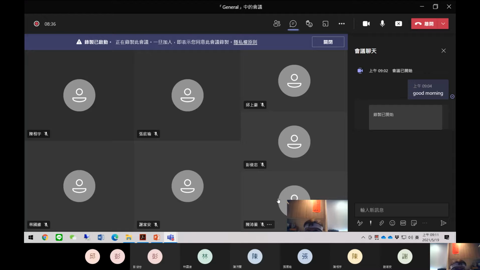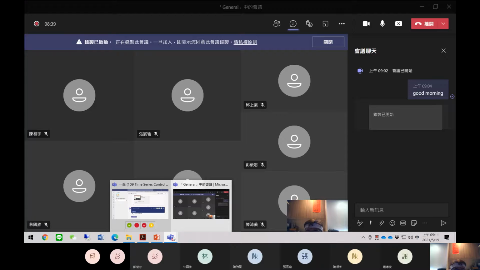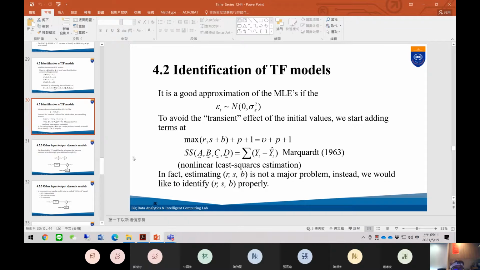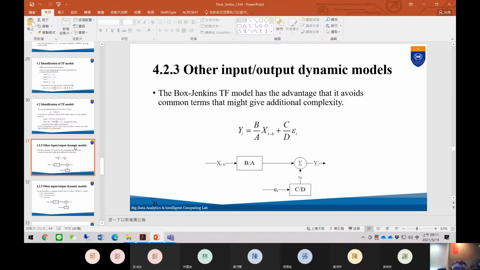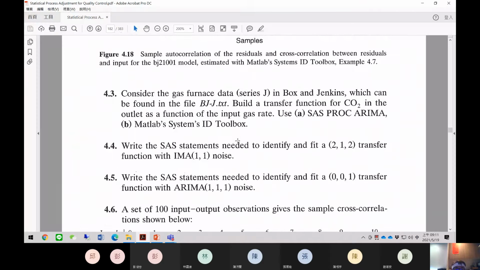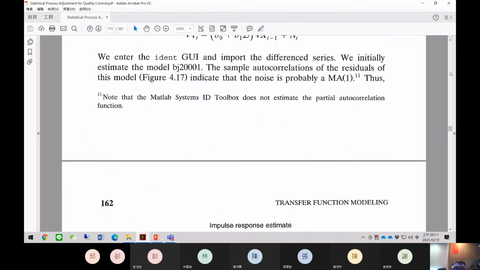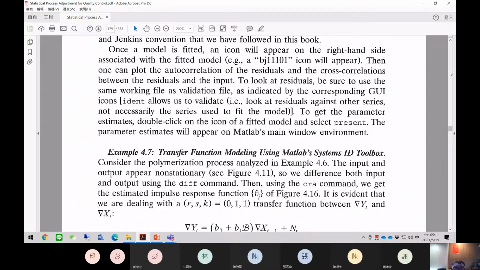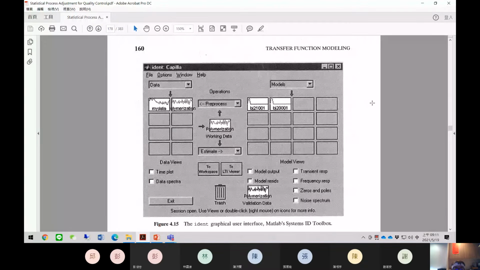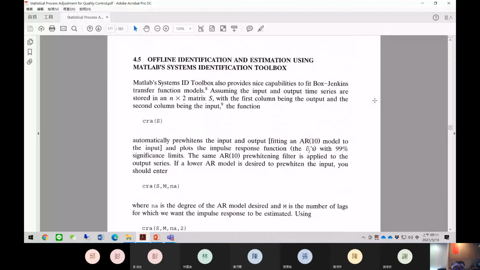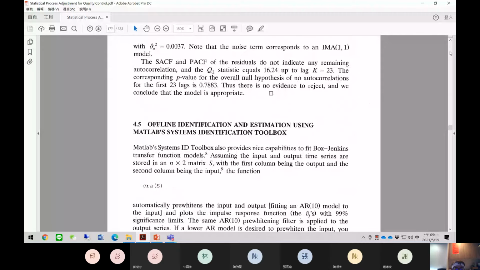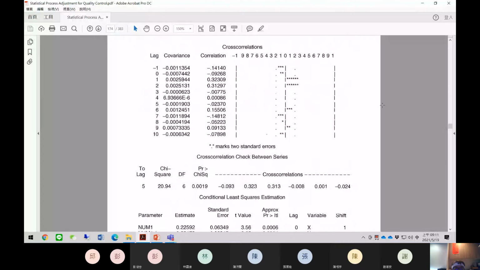So, okay, nice to have you back here. We need to finish chapter 4 today, then move to the next one. Okay, so look at 4.2.3. This is right here in the textbook. Let me just shrink the screen a little bit.